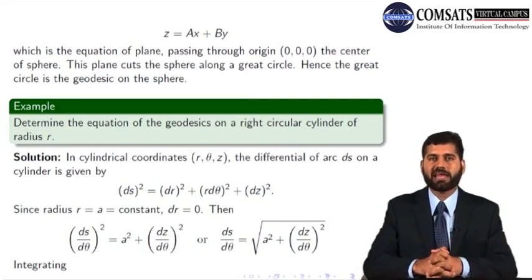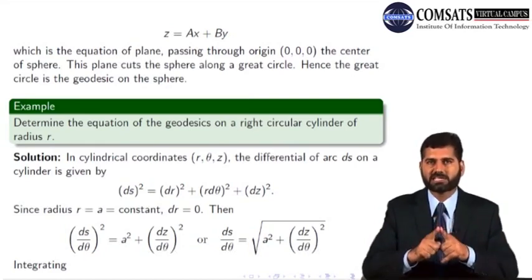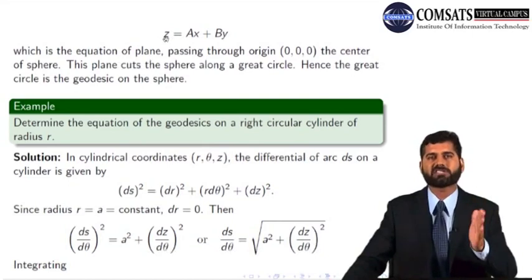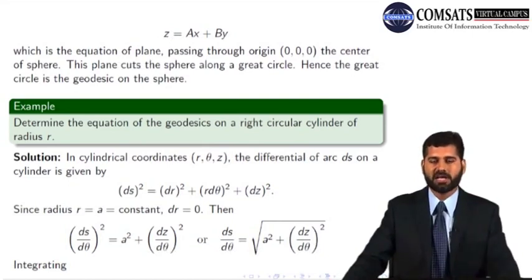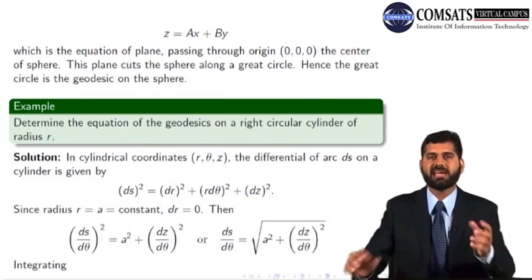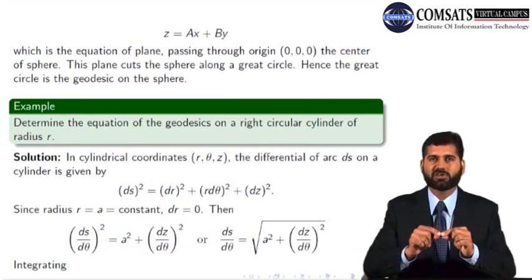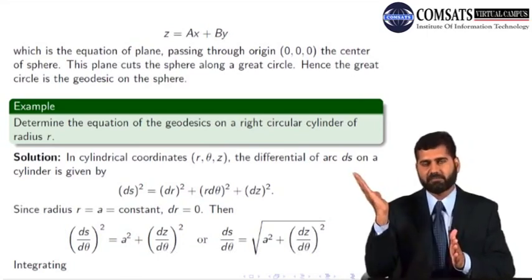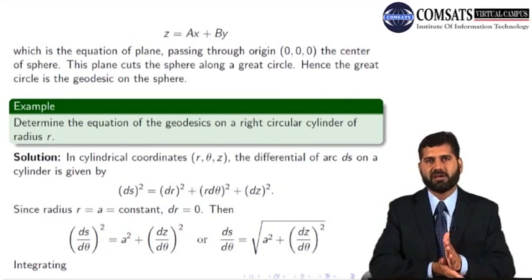This is an equation of a plane, and it also passes through the origin. Why? Because when x and y are 0, z is also 0. So this is the equation of a plane that passes through the origin. All right. So it means the origin is the center of the sphere. If you remember our sphere of radius a, we took 0, 0, 0 as the center of the sphere. So this is a plane which passes through the center of the sphere.